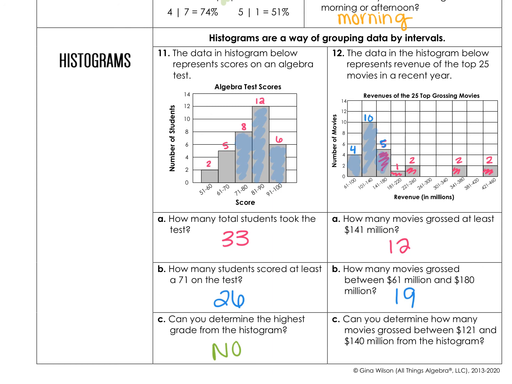And that last question asks, can you determine how many movies grossed between 121 million and $140 million from the histogram? The answer is no, because 121 to 140 is not one of my intervals, so I cannot determine how many of those values would be in that range.